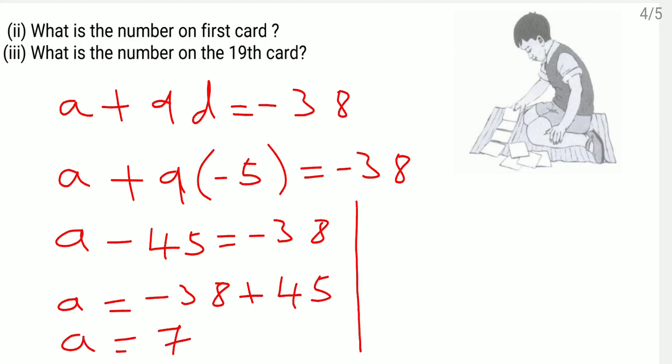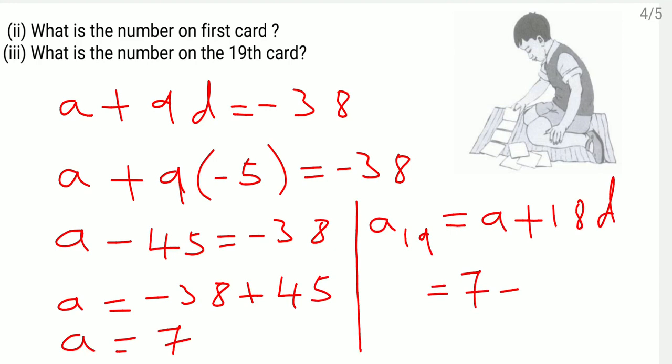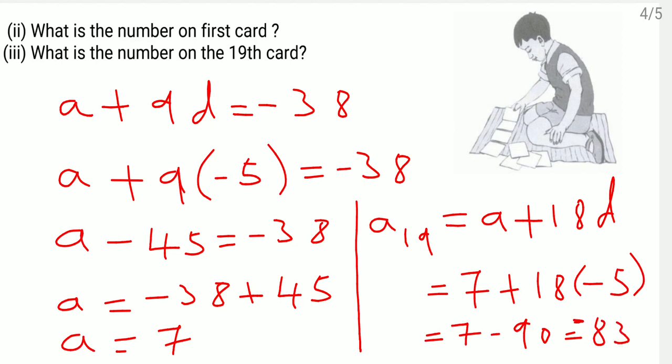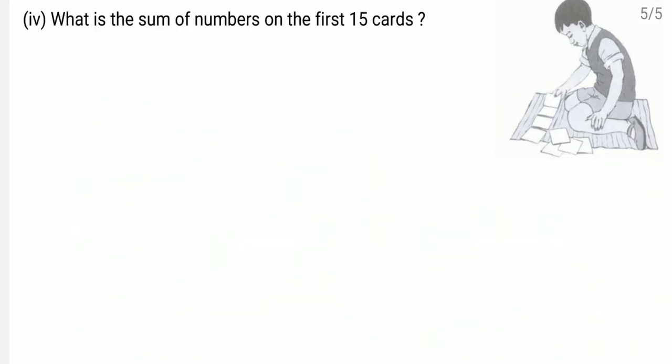Okay. Now see, what is the number on the 19th card? It means that A19 I need to find out. So A plus 18D. So A first term is 7 plus 18 and D is minus 5. So here 7 minus 18 5s are 90, which comes as minus 83. Okay. So the number on the 19th card is what? Minus 83.